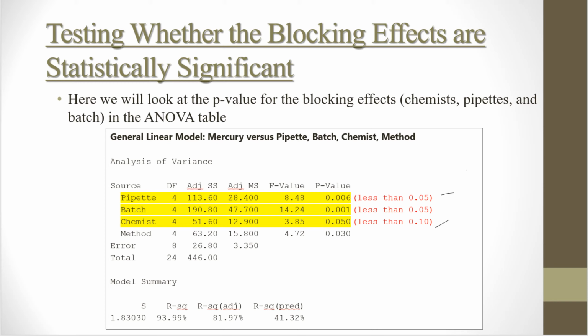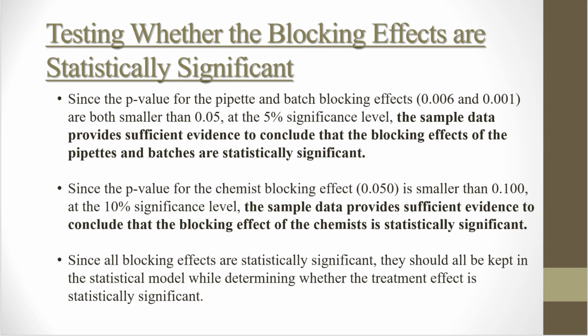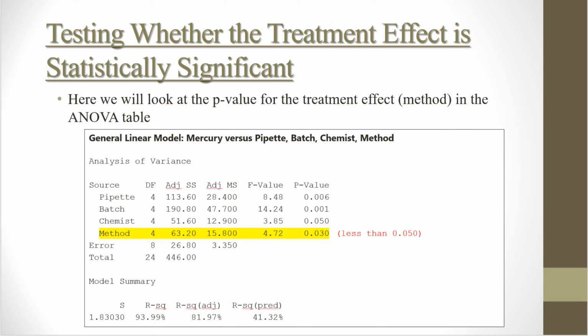The effects of pipettes are significant at a 5% significance level, and the batches are significant at a 5% significance level as well. So I'm just going to read this off for one of these. Those are the blocking effects. So since the p-value for the pipette and batch blocking effects are both smaller than 0.05, at the 5% significance level, the sample data provides sufficient evidence to conclude that the blocking effects of pipettes and batches are statistically significant. And then you can go on and read it for the other one there, but I'm not going to go through that. I'll leave that up to you guys.